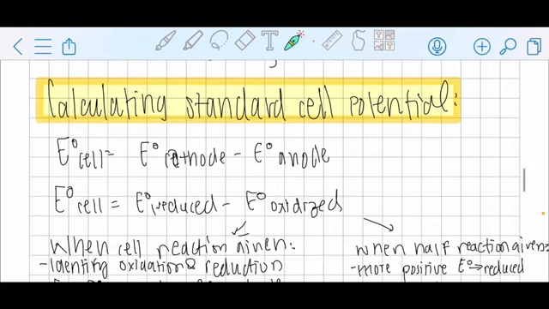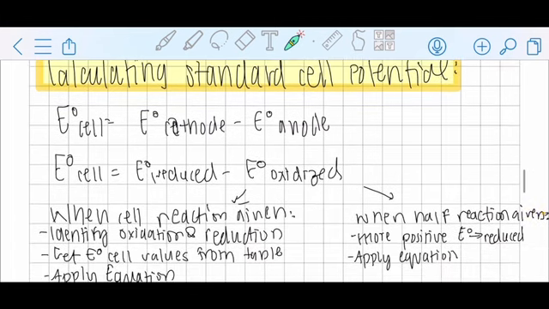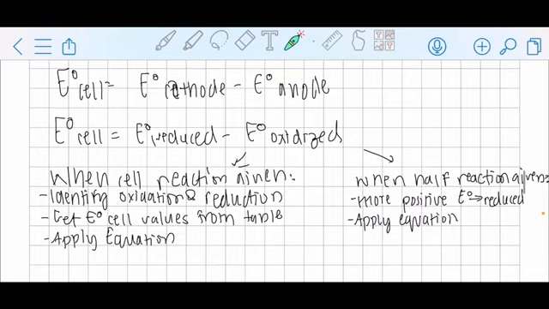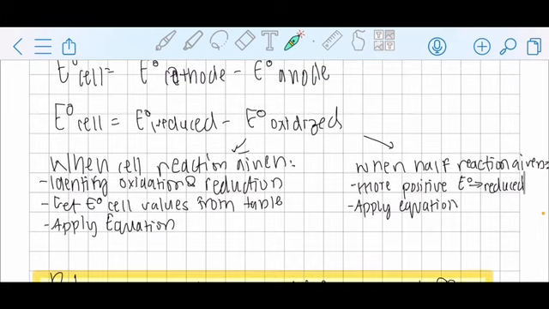Calculating the standard cell potential means that E cell is equal to E cathode minus E anode, and E cell is E reduced minus E oxidized. Again, at the anode oxidation happens, and at the cathode reduction happens. Red Cat and An Ox are ways to remember this.